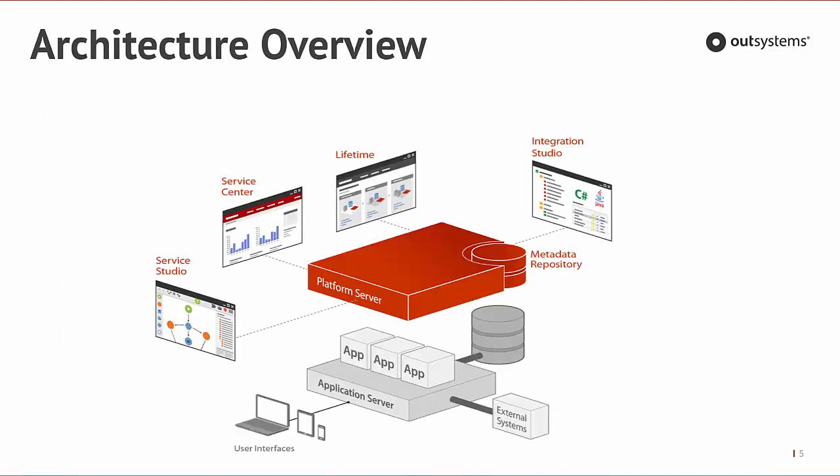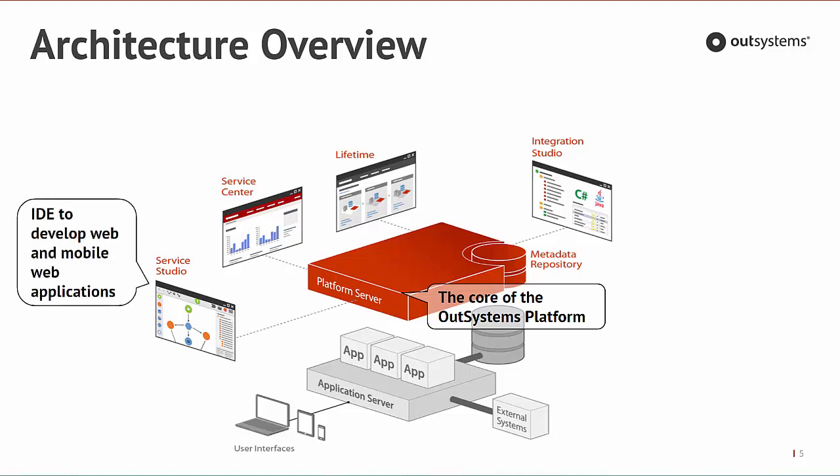So, architecture overview. The core of the platform is the platform server. This is responsible for the deployment and runtime context of the OutSystems applications. This is where your applications are actually compiled and deployed to the final application servers. Your applications are developed in Service Studio, which is an IDE to develop web and mobile web applications using the platform.